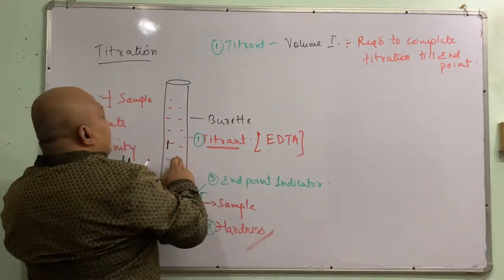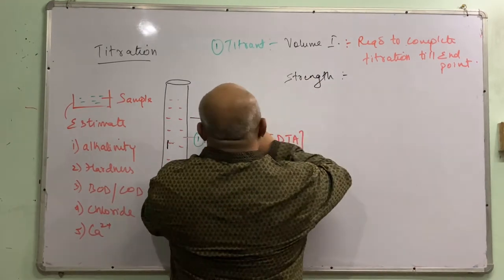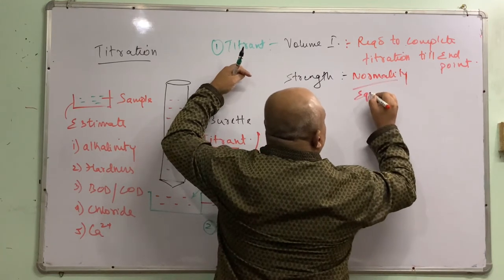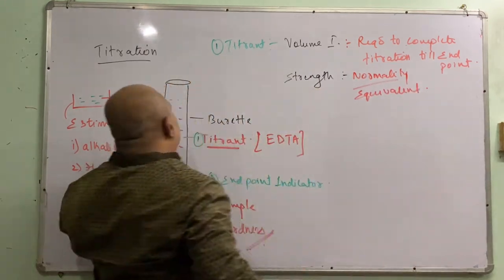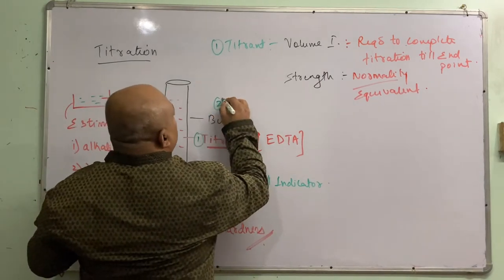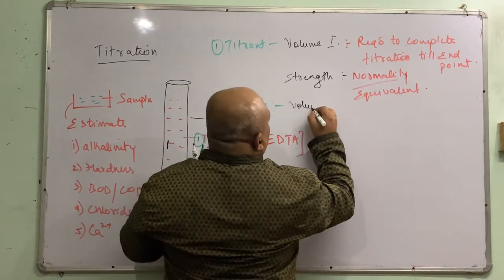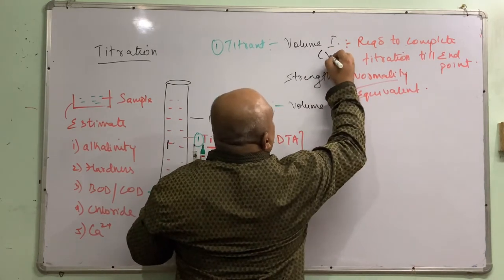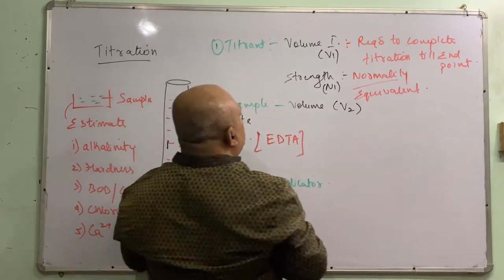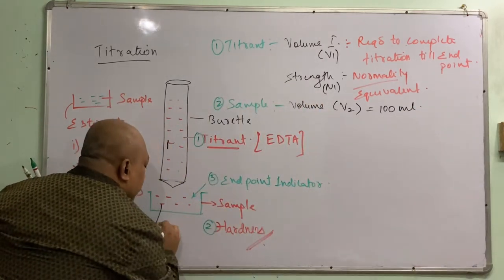And what is the strength of the titrant you used? Number two is the strength, which I told you is the normality or the equivalent. It is up to you to decide what strength you want to use. In the sample, you know your volume. This volume is V2, the strength of the titrant is N1, and the titrant volume is V1. Many times we take V2 as 100 ml or 50 ml.